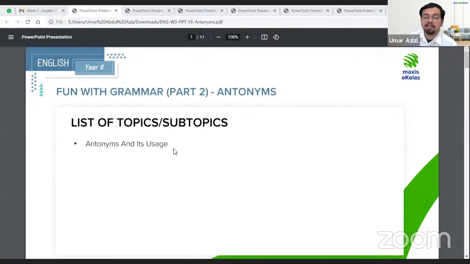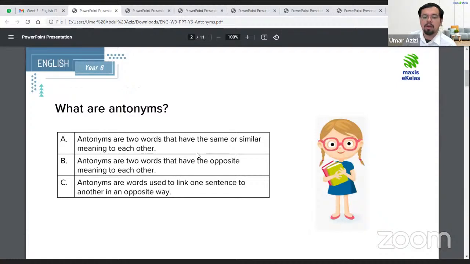All right. So now that I'm quite sure that you can see and hear me, let's start the class. Hi, my name is Teacher Uma. This is my eKelas. We're going to start with sharing the slides in 3, 2, 1, go. All right. So hello, all Year 6 students. Welcome for joining us. We're going to focus on the part 2 for fun with grammar. We're going to work with antonyms and its usage. Let's go. So what are antonyms?